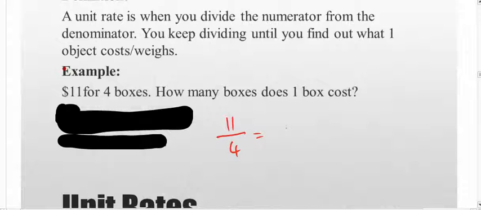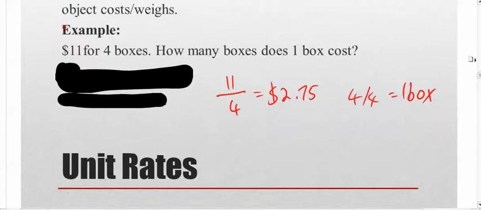Wait, no, I didn't. Okay, a rule that I forgot to add in here would be divide the denominator by itself and the numerator to find out the unit scale. So you divide 11 by 4, which equals $2.75, and then you divide 4 by 4, so 4 by itself, and that equals 1 box. So you basically got the answer from dividing by itself.